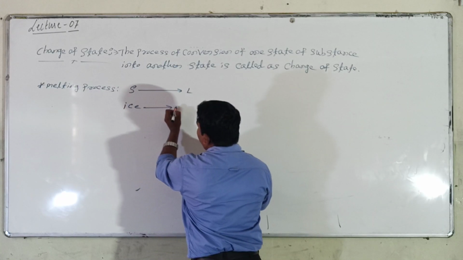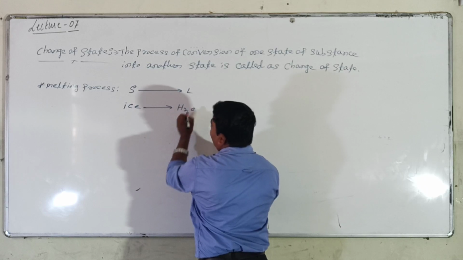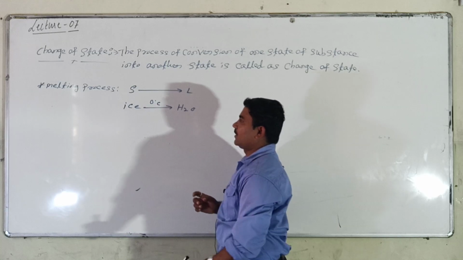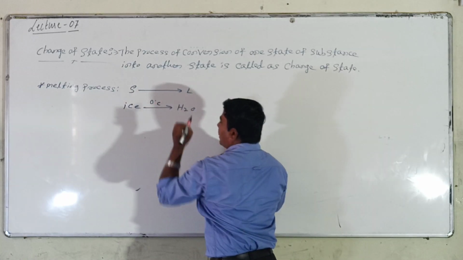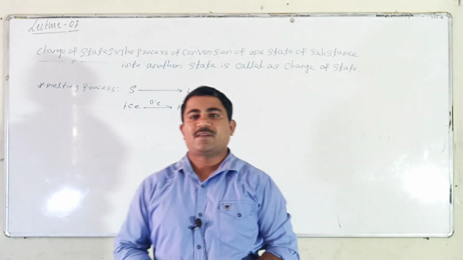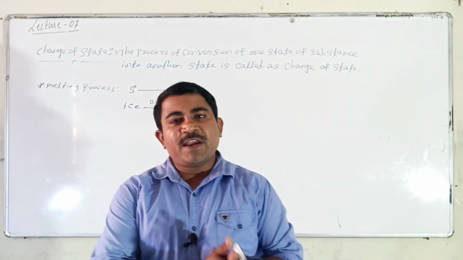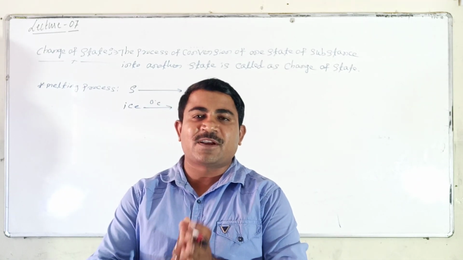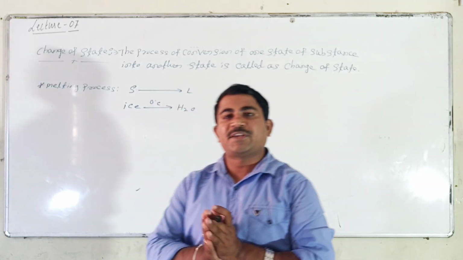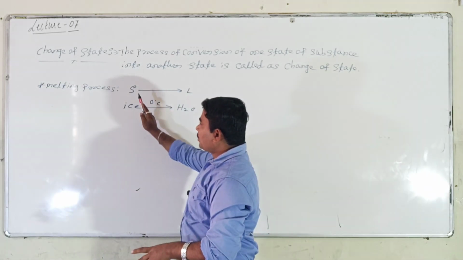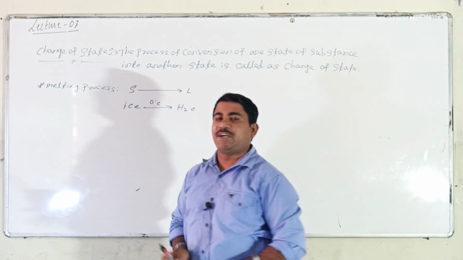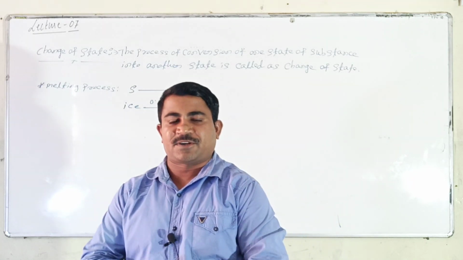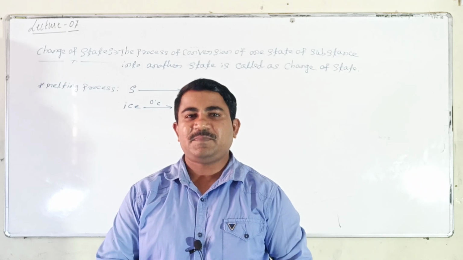Generally we know that ice is converted into water at 0 degree Celsius. During conversion of ice into water, the temperature remains the same. During conversion of solid state into liquid state, they are in equilibrium condition. Both are in equilibrium condition, because there is a reason.